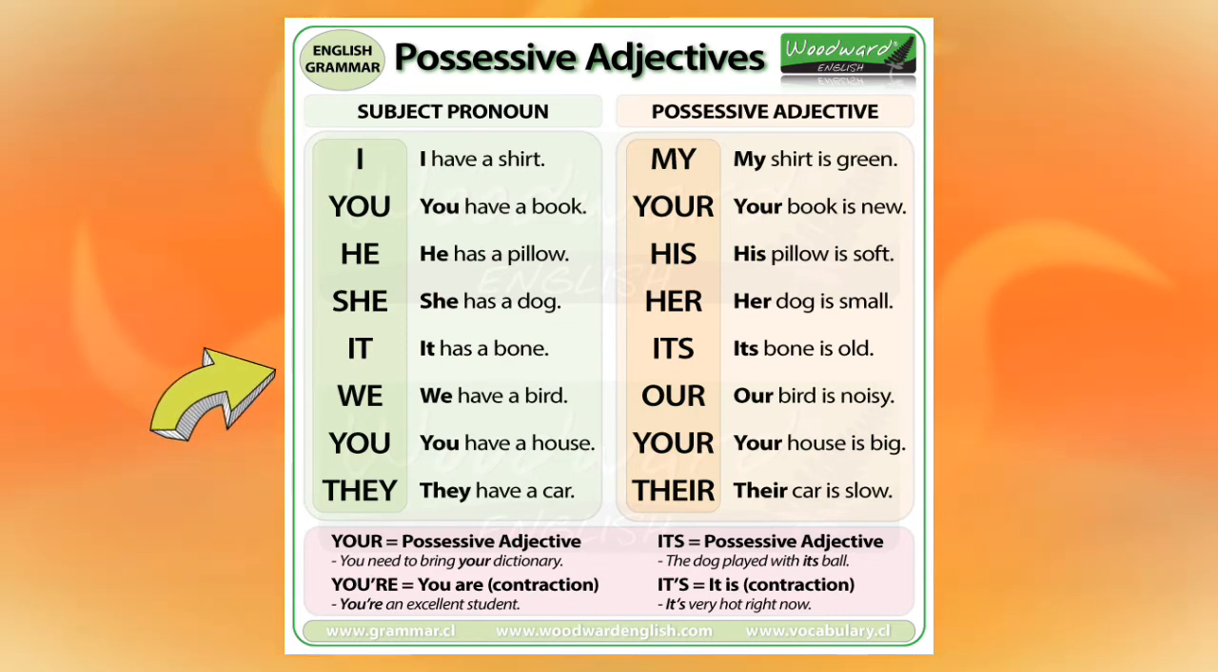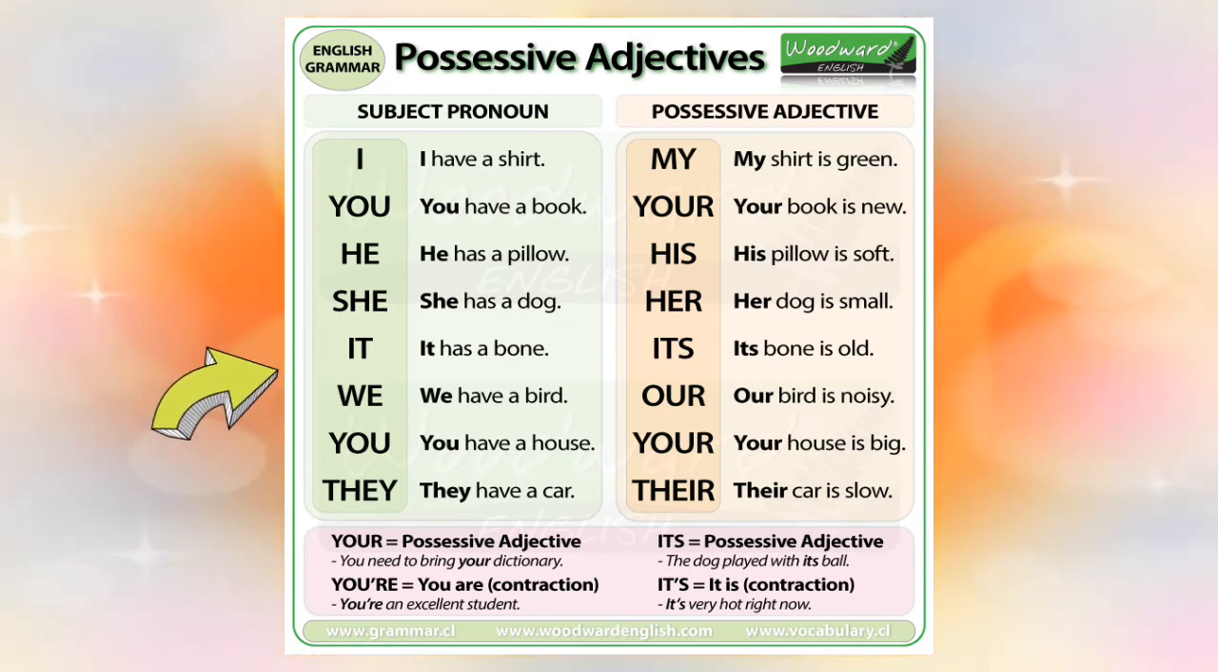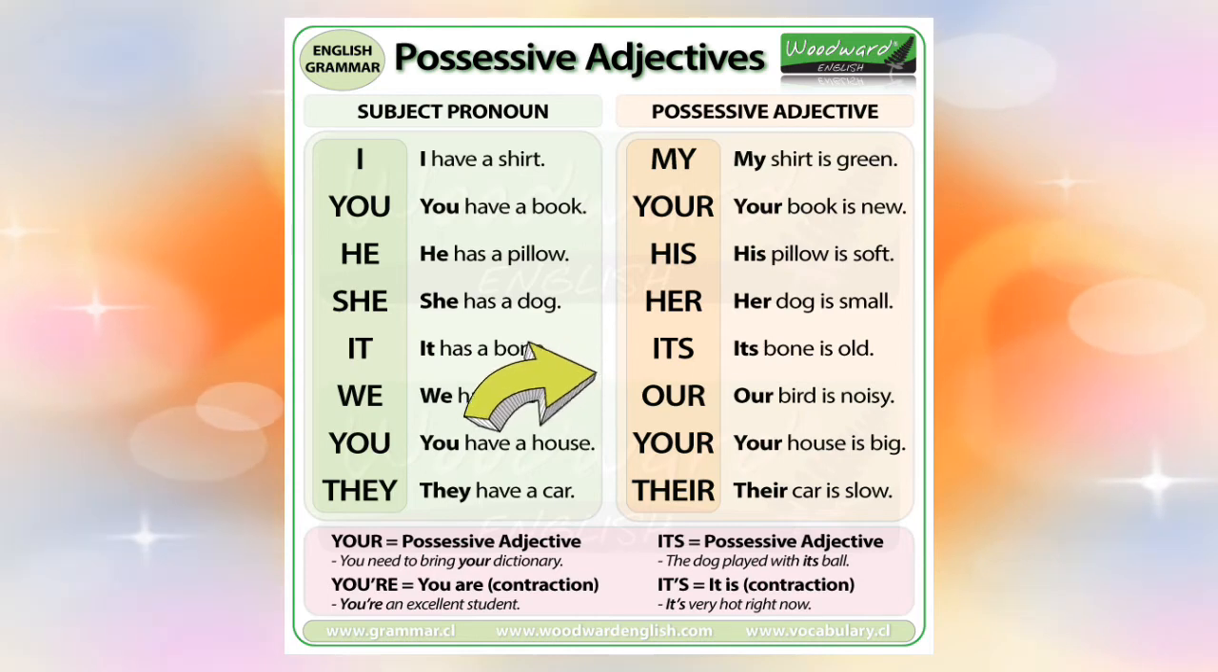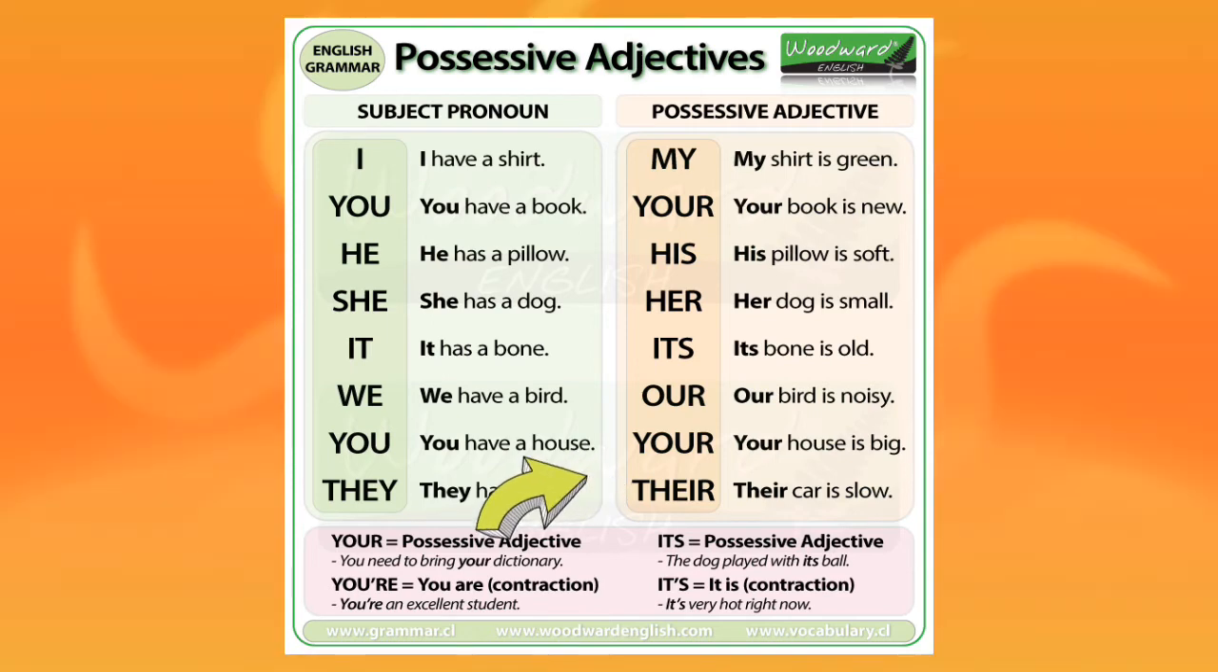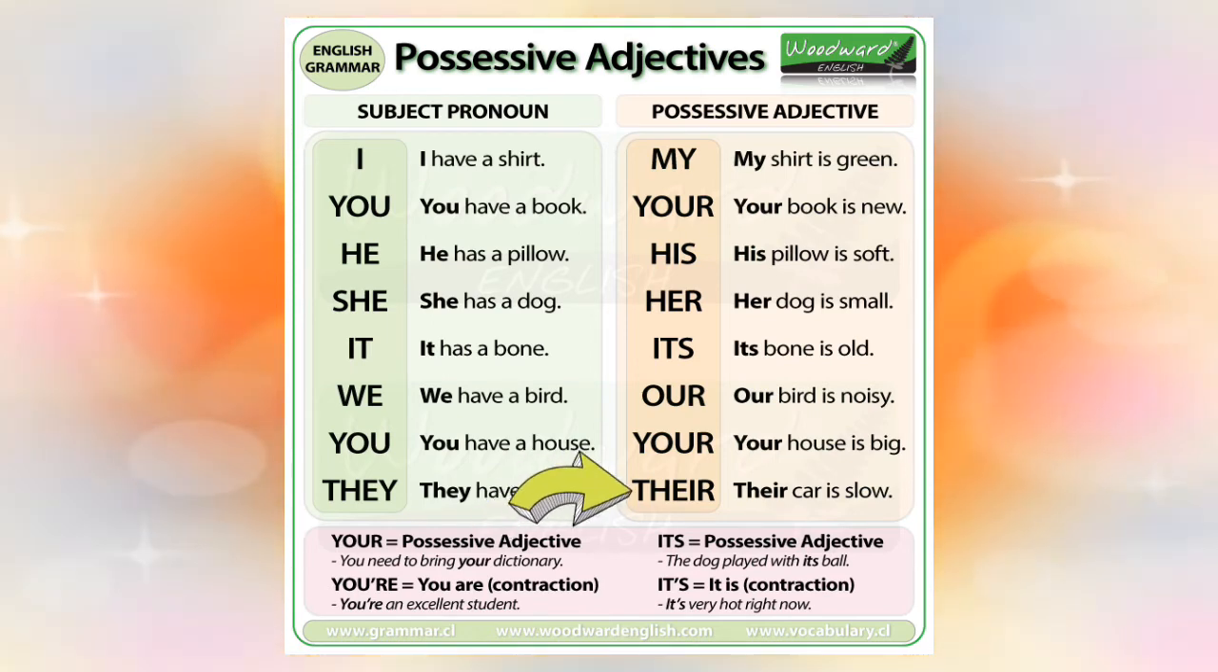Subject pronoun: we. We have a bird. Possessive adjective: our. Our bird is noisy. Subject pronoun: you. You have a house. Possessive adjective: your. Your house is big. Subject pronoun: they. They have a car. Possessive adjective: their. Their car is slow.